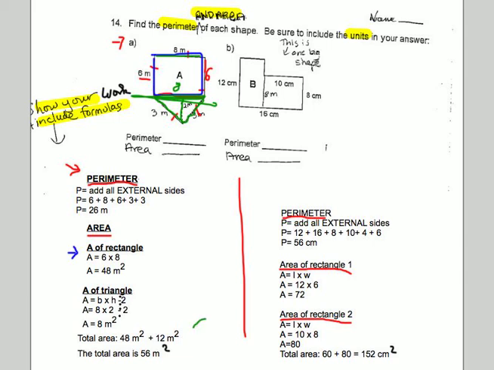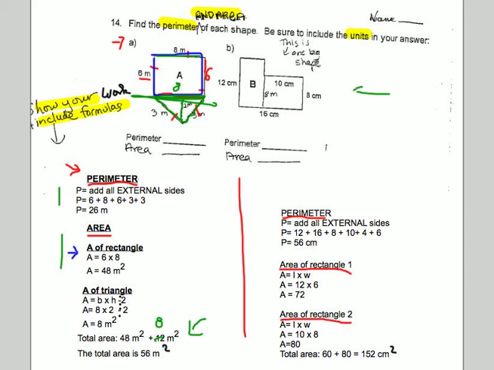So the total area of the shape is 48 plus 12 meters squared. No, 48 plus 8 meters squared. Have to be very careful when I write, which is 56 meters squared. Notice how I've laid it out. I label it perimeter, area, give the formula, so anyone looking at my paper can follow what I'm doing.